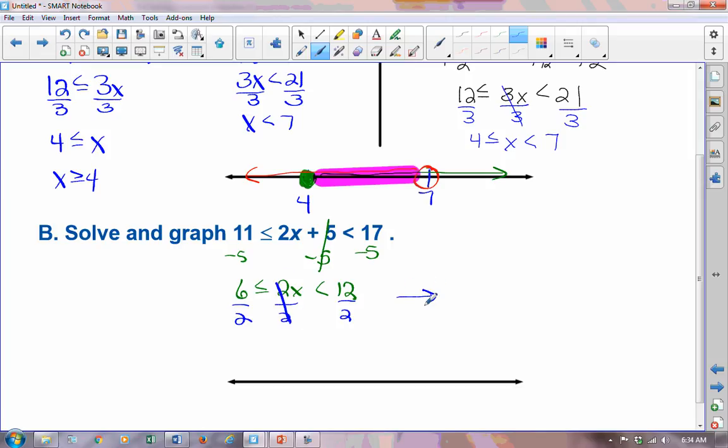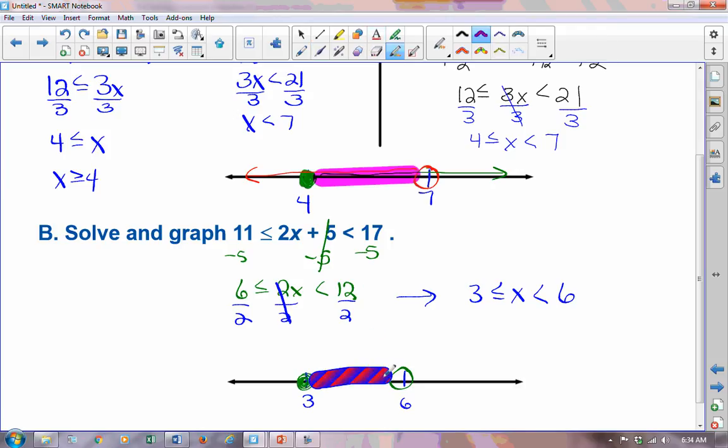So I'm going to move my answer over here. So we have 3 is less than or equal to x is less than 6. We have 3 and 6. Oops, not 6 on the number line. 6. There we go. And we have an open circle on the 6 and a closed circle on the 3, and x is in between 3 and 6, so our solutions are in between 3 and 6, which is right here. So that is an and, and it shades in between the two solutions.